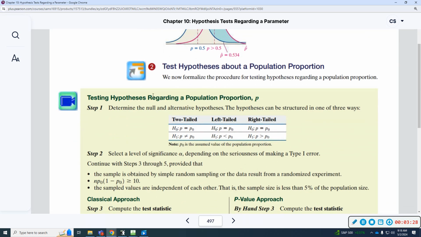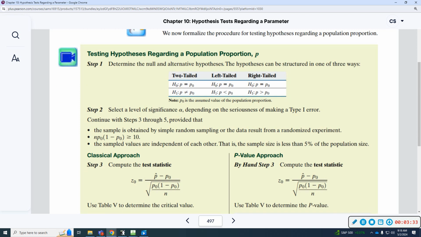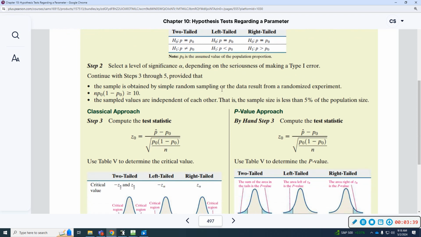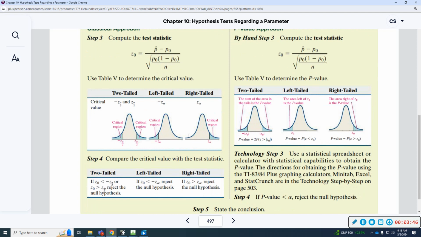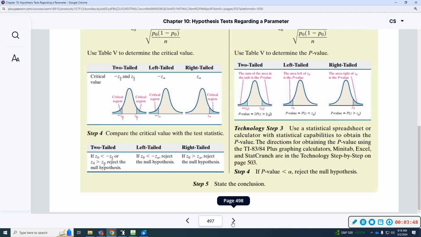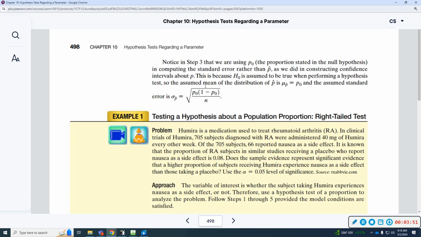Then we have hypothesis testing regarding the population proportion. So you have a two-tailed test, equal versus not equal, left tail, equal versus less than, right tail, equal versus greater. Here is how we compute these by hand, and it shows you step by step using the formulas. Most times we're going to be using the technology to do it. Standard error, again, this is the standard deviation, also known as the standard error.